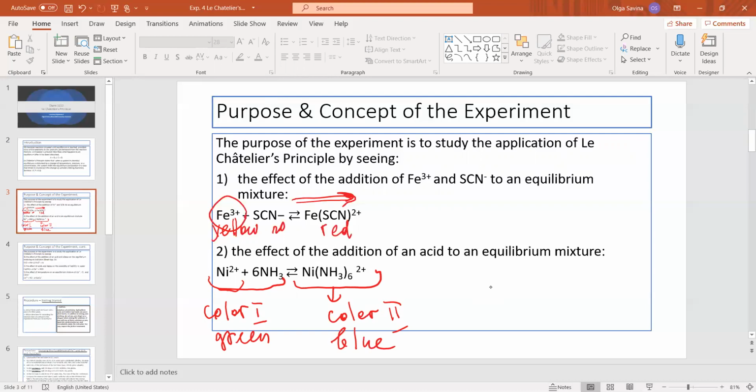Okay, so if we add an acid, what will happen? In this case, acid will react with a base. In our case, the base is ammonia. That means we will remove ammonia from the mixture, which will shift the equilibrium towards the reagents, to the left side. This is how we can adjust our equilibrium and reach a new equilibrium. So I hope it's clear.